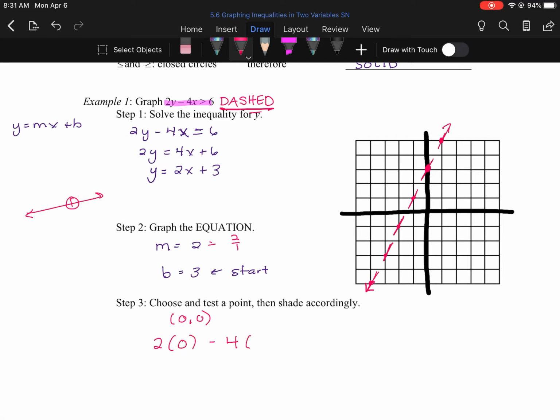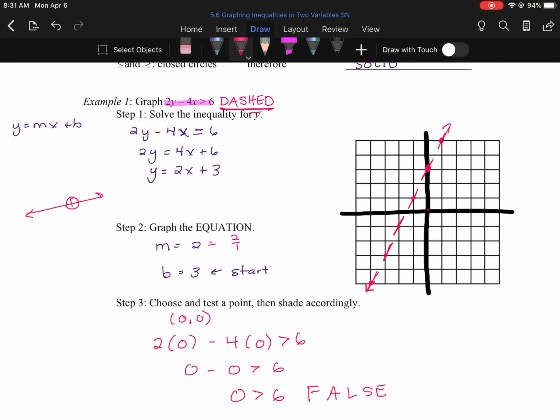Now we are going to substitute this point into the original inequality, into the original one. And we're going to see, hey, is this true or is this false? So I get 0 minus 0 is greater than 6, so 0 is greater than 6. So think to yourself, is 0 bigger than 6? That is not true, okay? Not true. And I cannot spell false today. We want to shade the true side.